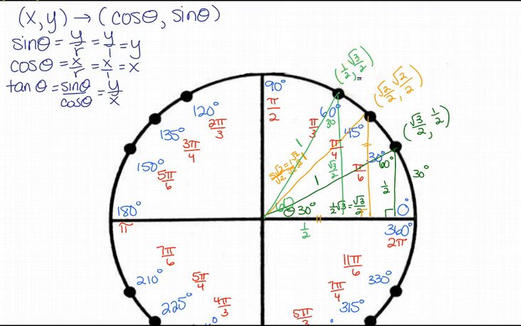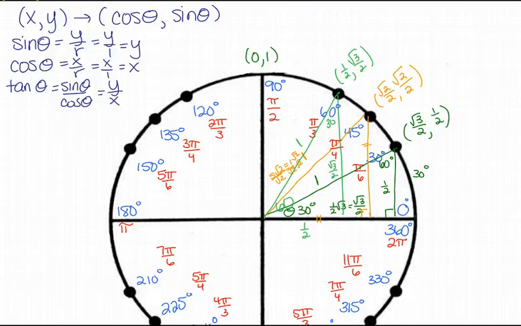When I look at my 90-degree angle, coming from the center, I haven't moved left or right. So my horizontal change is 0. So my cosine or my x is 0. I've moved all the way to the outside of my circle, so I've gone the entire radius of 1.